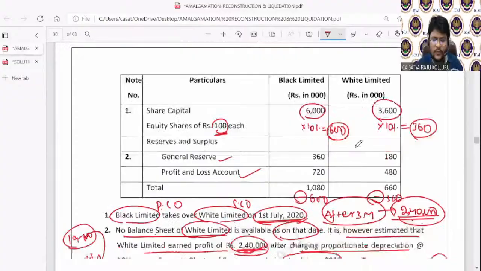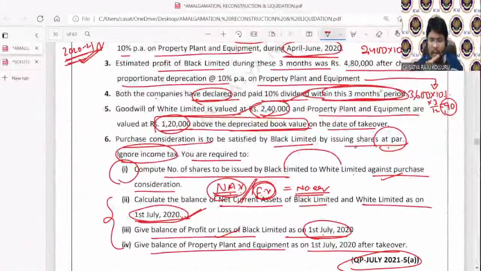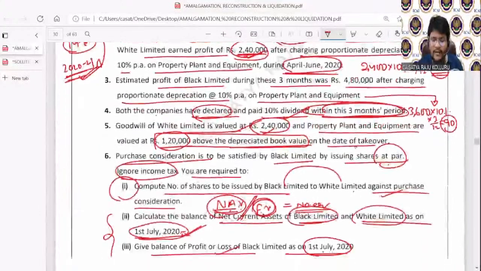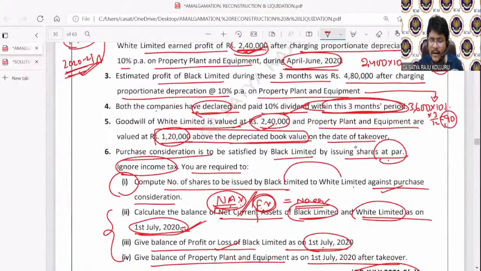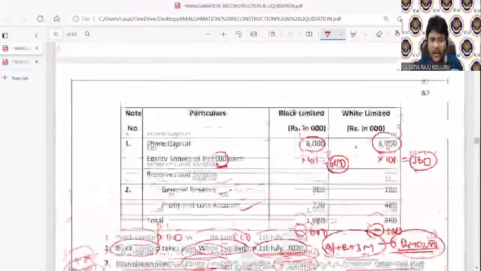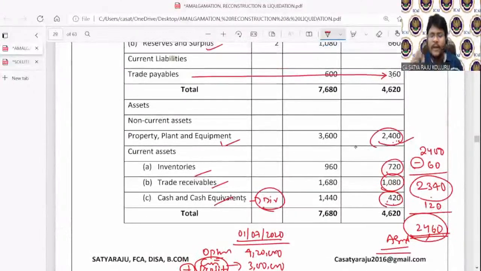Next, coming to the next question. Question number 1 related to the amalgamation is over. The next question: calculate the balance of net current assets of Black Limited and White Limited as on 1st July 2020. All of you, please come to net current assets. Sir, what is the meaning of net current assets? Net current assets is nothing but current assets minus current liabilities. That means I need to work out current assets and current liabilities as on 1st July 2020. First, come to current assets in the balance sheet. Three current assets are there: inventory, trade receivables, and cash and cash equivalents.